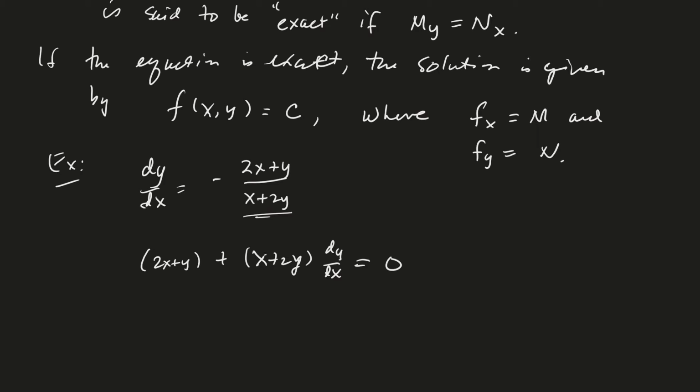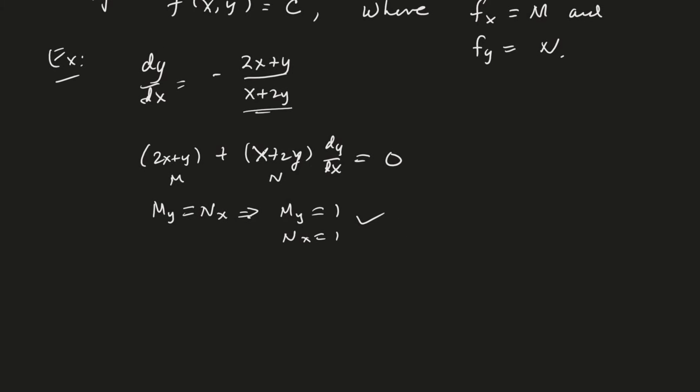Okay, and so I'm thinking of this as my M, this is my N, right? And so I want to see if M sub y is equal to N sub x. So we're really checking for the second derivatives. In this case, is it true? M sub y is equal to 1, it looks like. N sub x is also equal to 1. And so our system is exact.